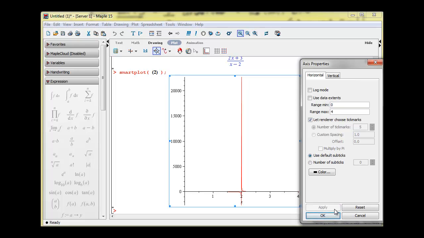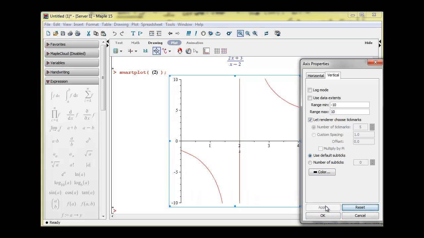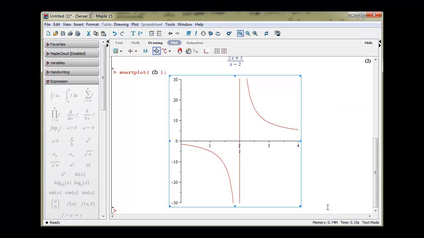Yeah, that looks a little bit better. Now in the vertical direction, I don't think we need to go up to 20,000. That doesn't seem reasonable. So let's say negative 10 to positive 10. This is a terrible scale to look at. We need to go higher than this. Let's go negative 30 to positive 30. We zoomed in a little too much vertically. Yeah, this gives us a good look at what's happening here.